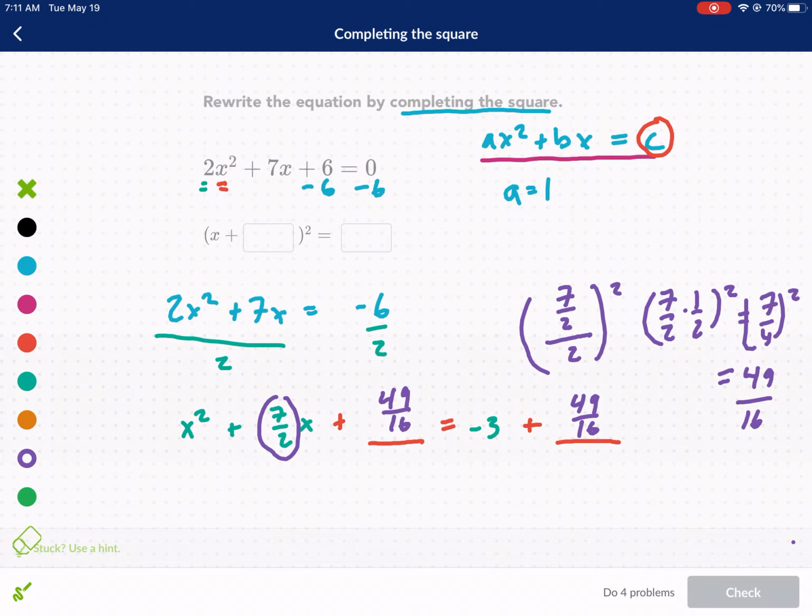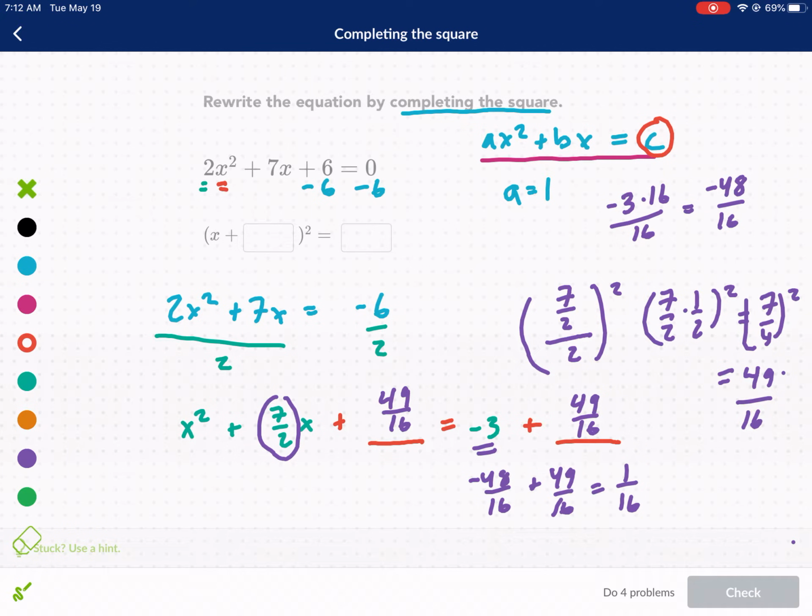Okay, now this is where it gets a little messy. We're going to have to convert this 3 to be in fraction form with a 16. So I need to multiply 3 times 16 and put it over 16. That gives me negative 48 over 16. And then I add that to 49 over 16. Well, that's going to give us 1 over 16. Running out of space very quickly here. Okay, so I'm going to put this up here, up to the top left. So I have 1 over 16.